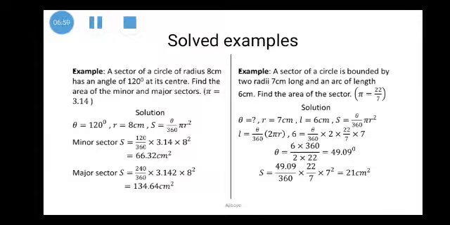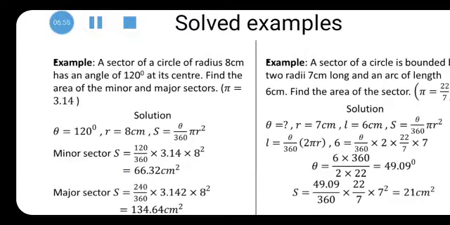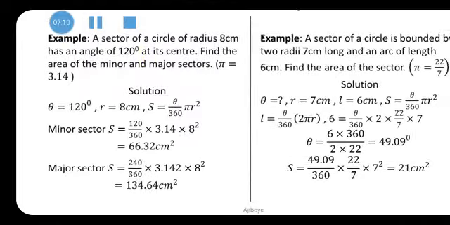Solved example. A sector of a circle of radius 8 cm has an angle of 120 degrees at its center. Find the area of the minor and major sector. Take pi as 3.14. Solution. The first thing to do, the very first step, is to list the parameters given in the question.